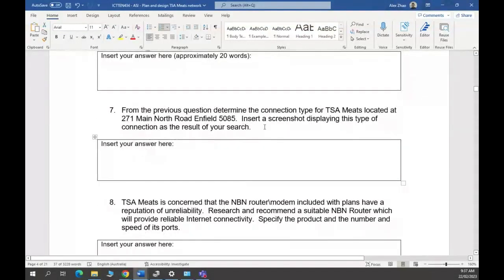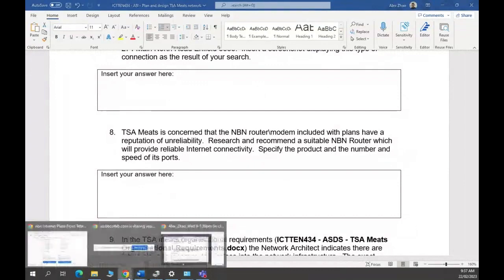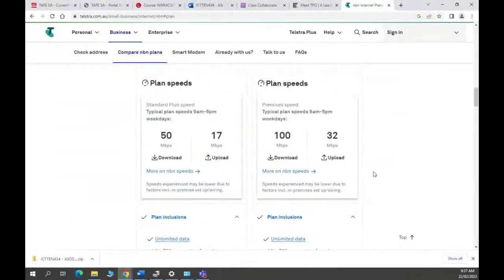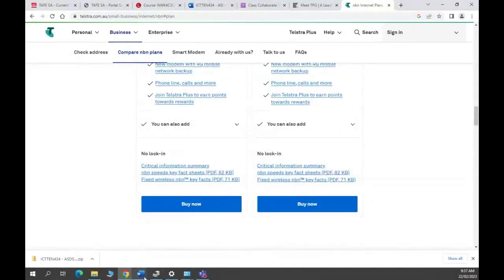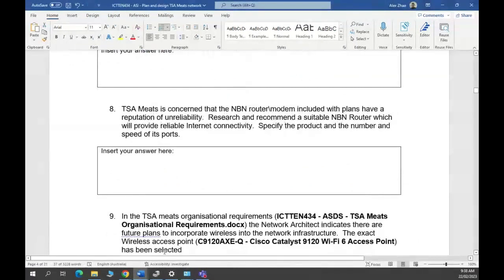All right, from the previous question, located here, insert a screenshot of the type of interconnect. So basically what do I do? I go to my thing, select this one, take a screenshot, put it in the question. Okay, so far so easy, guys. So far, okay, no worries.